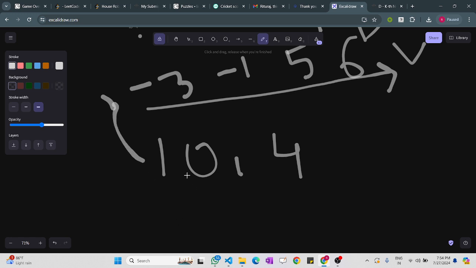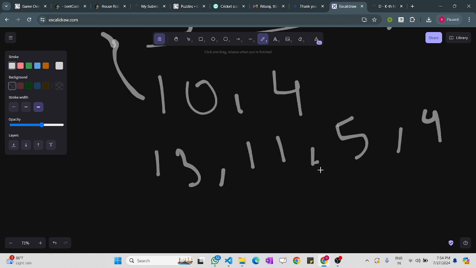What is the distance of -3 to 10? The distance between -3 and 10 is 13, between -1 and 10 is 11, between 5 and 10 is 5, and between 6 and 10 is 4. Okay, so which is the fourth smallest among all the distances? First smallest, second smallest, third smallest, and fourth smallest.